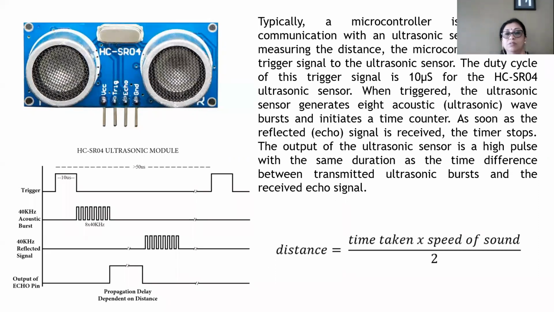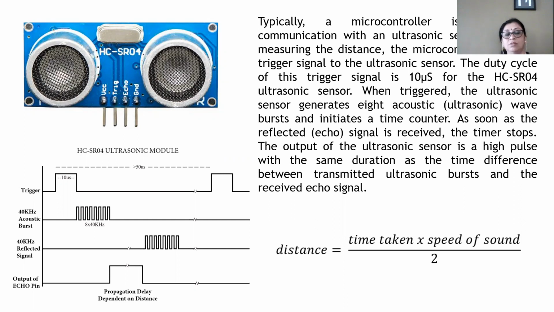Okay. So this is in the form of pulse, and the duration of the pulse is same as that of the time difference between transmitted ultrasonic wave and received echo signal. Okay, so this timing is nothing but the time duration of your high pulse that you are getting out of this ultrasonic module. Okay, so this can be interfaced with microcontroller, and program can be written to calculate the distance.